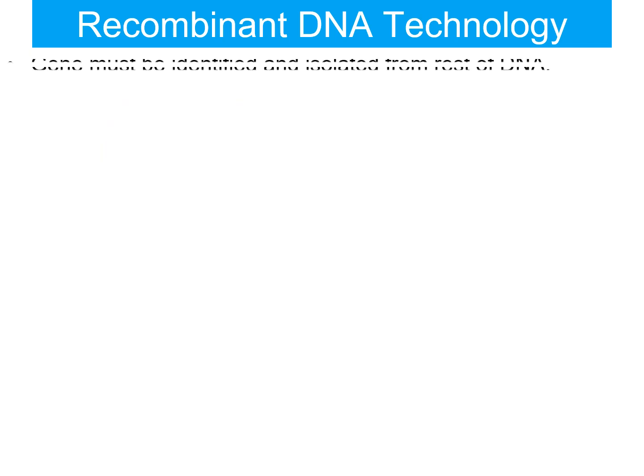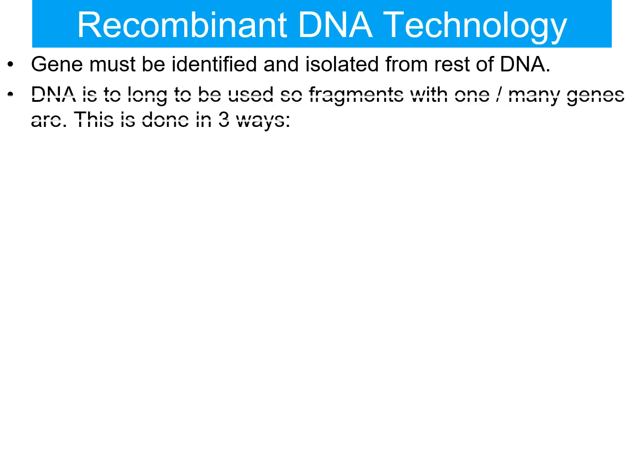So the key thing, first of all, is we need to identify the gene we require, and we need to isolate the gene from the organism that we want to make copies for, let's say the protein, so insulin, for example. DNA is too long to be used completely, so we have to fragment it.